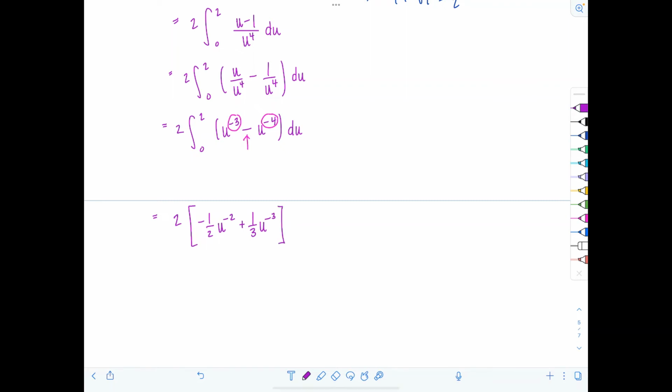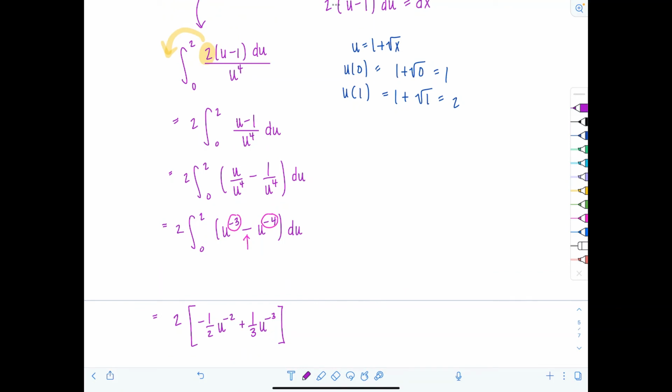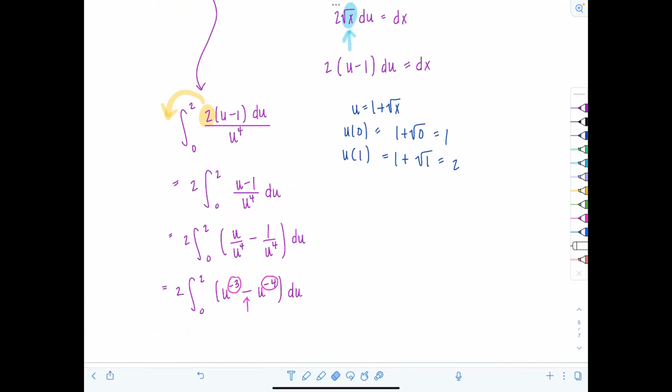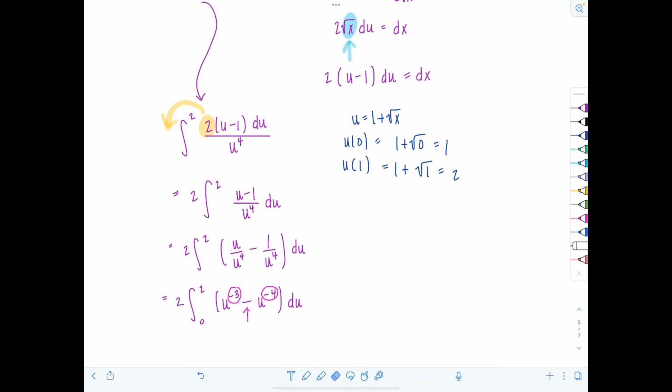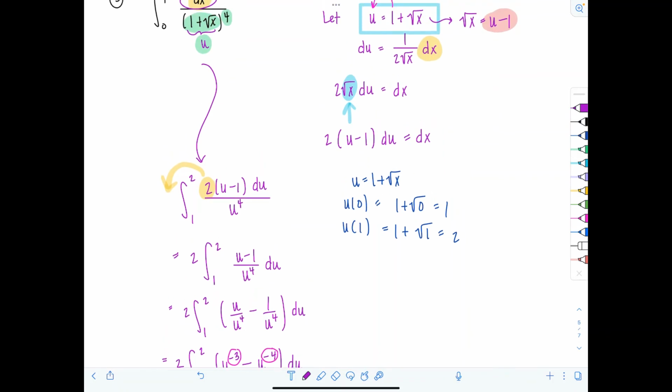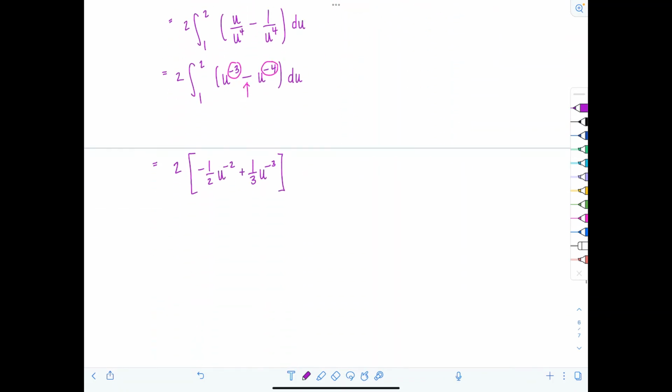And then this is evaluated from, you know what, I wrote the wrong lower limit. Got too excited. This should be a 1. Shame on me. Okay, we got it. From 1 to 2. Okay, good.